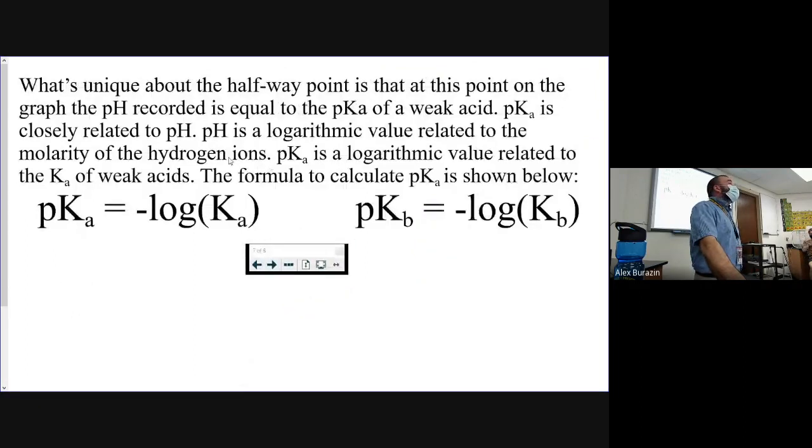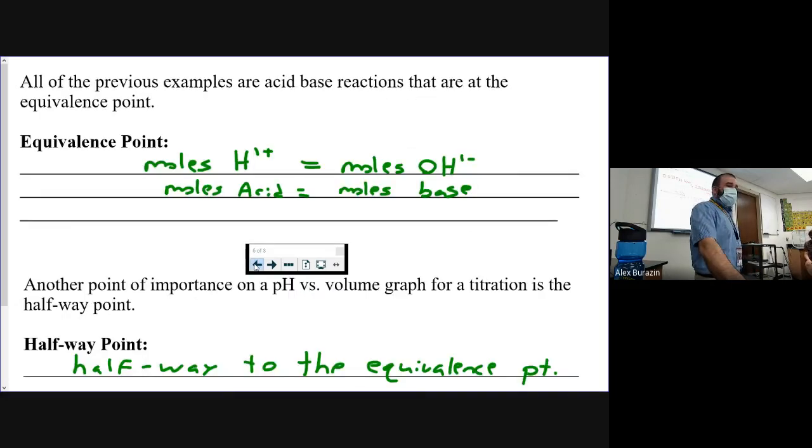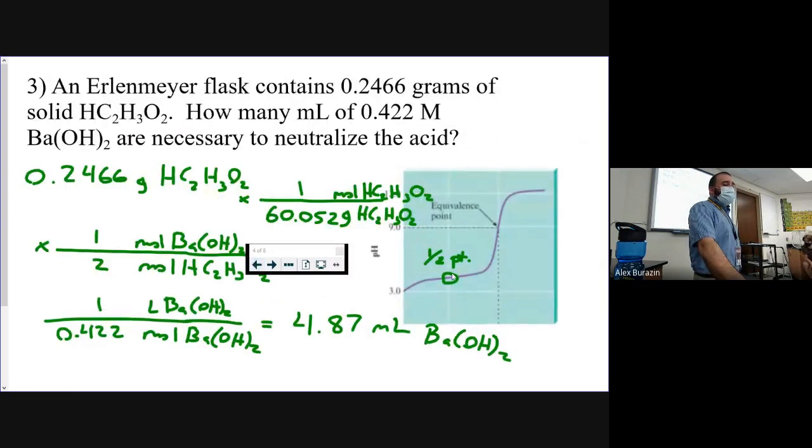At the halfway point, pH equals pKa. That doesn't sound too fancy or too great just yet, but that's going to help us a ton when we start talking about buffers. Okay. So at this spot right here, the pH at the halfway point of this graph equals the pKa.